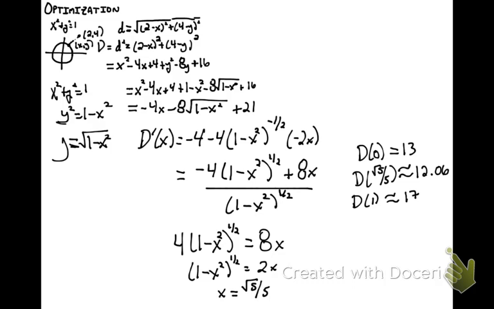And if we plug that into our original equation, x squared plus y squared equals 1, we'll find that our point, (√5/5, √5/5)... wait, the point (√5/5, 2√5/5) is the closest to (2, 4). Right? You really ought to practice a lot of these, because the hardest part is just getting the relationship more than anything else.